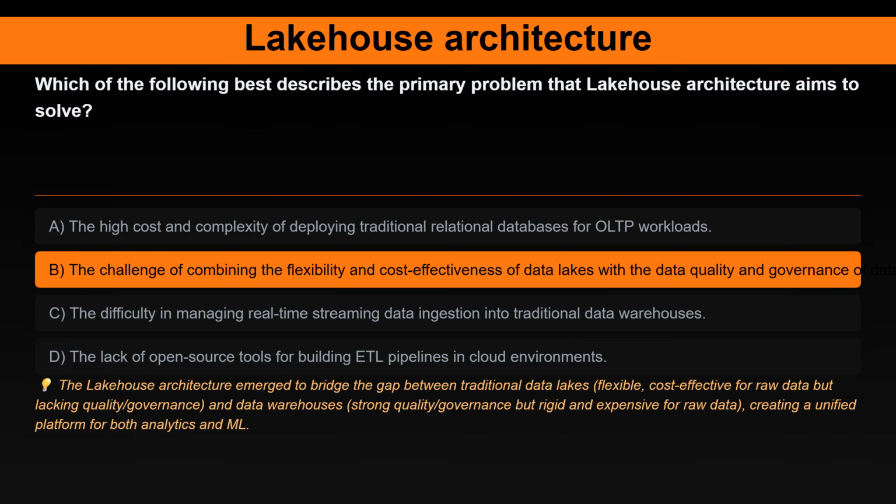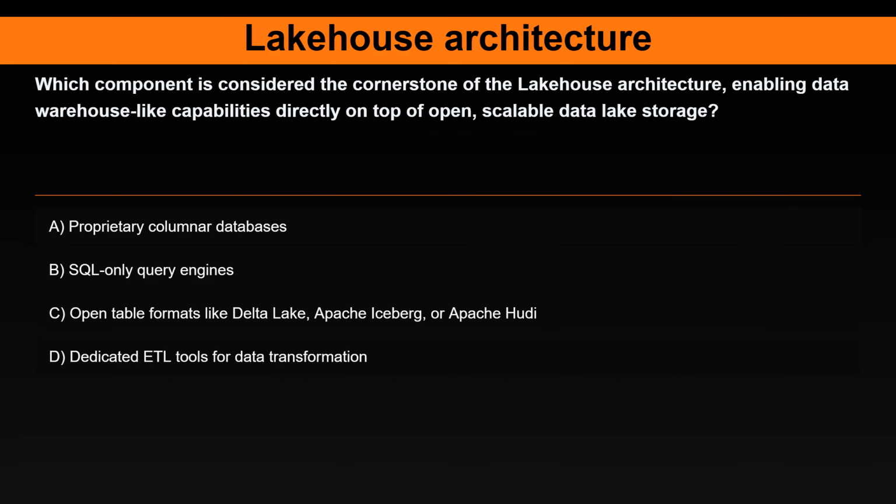The correct answer is the challenge of combining the flexibility and cost-effectiveness of data lakes with the data quality and governance of data warehouses for diverse analytics and ML workloads. Here's the explanation. The Lakehouse architecture emerged to bridge the gap between traditional data lakes, flexible and cost-effective for raw data but lacking quality/governance, and data warehouses, strong quality/governance but rigid and expensive for raw data, creating a unified platform for both analytics and ML.